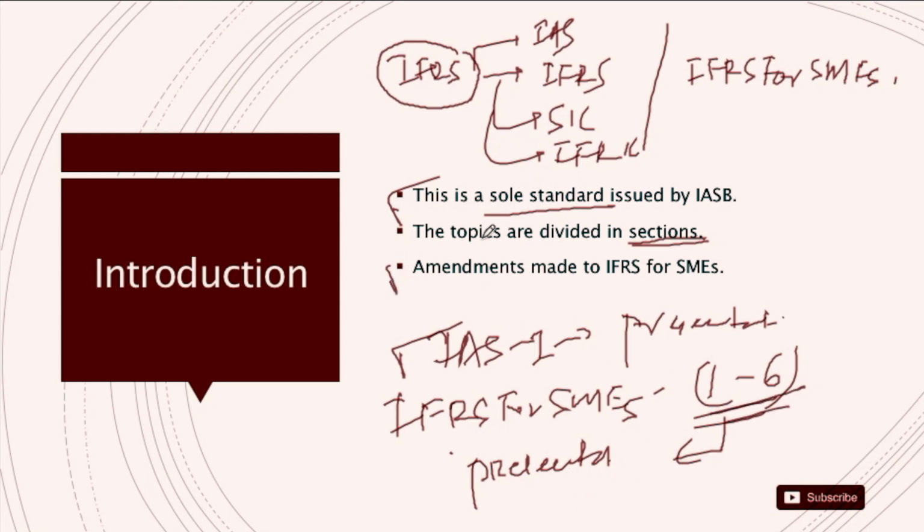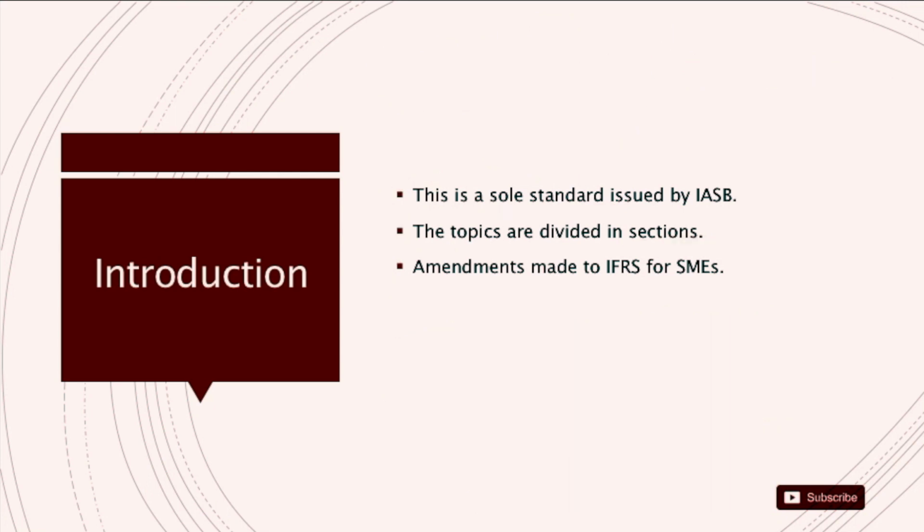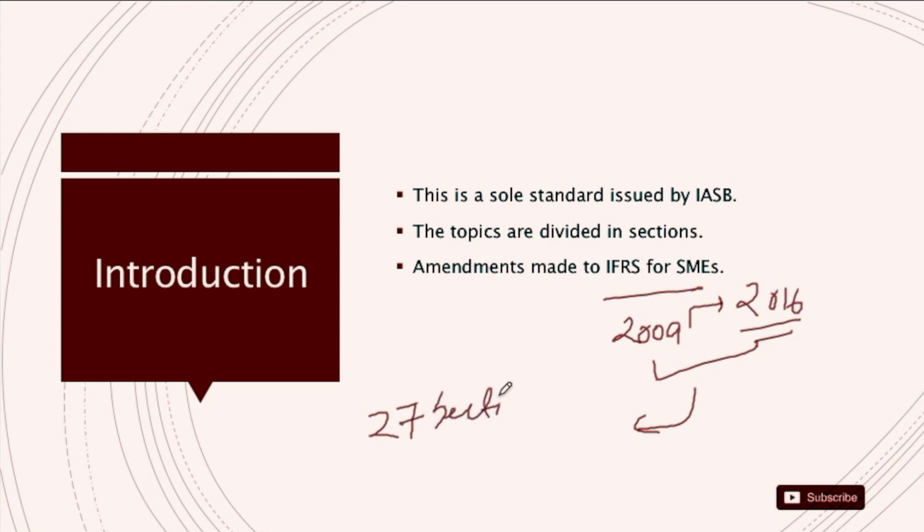The third point: amendments made to the IFRS for SME. IASB has made pervasive amendments in the old IFRS for SMEs, and basically these standards were issued in 2009. The amendment came up in 2016. They made substantial changes, which means around 27 sections of the IFRS for SMEs were updated. So you need to apply the updated IFRS for SMEs.